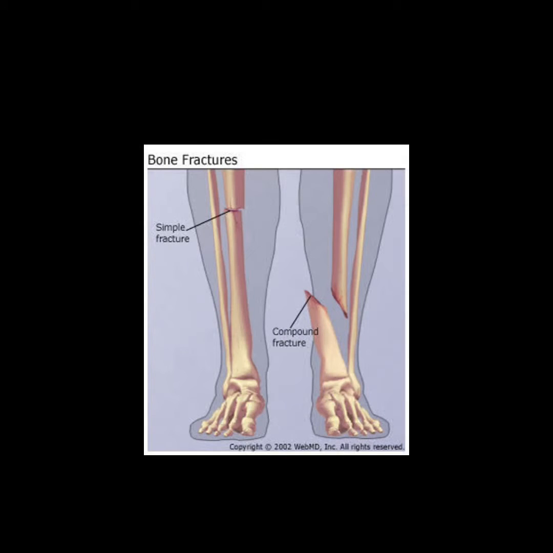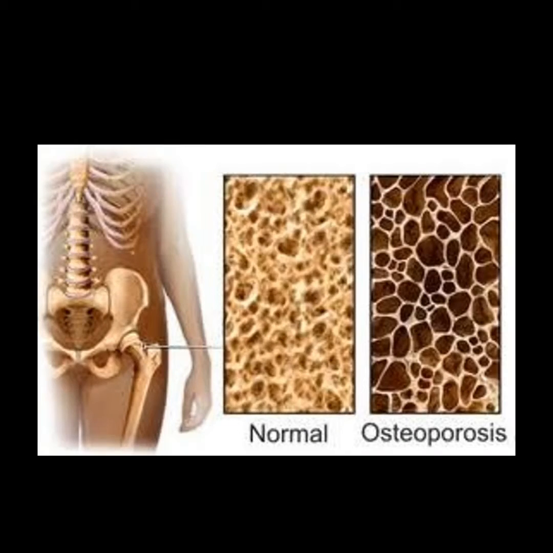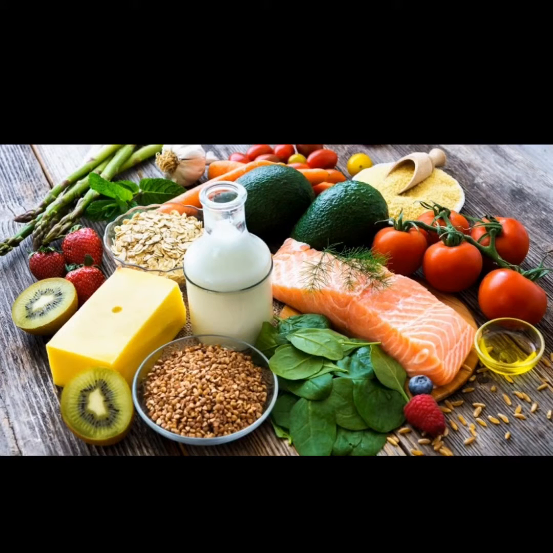The diseases are fracture and osteoporosis. To prevent this, include in the diet dairy products, fruits and vegetables, nuts, fish, and eggs.